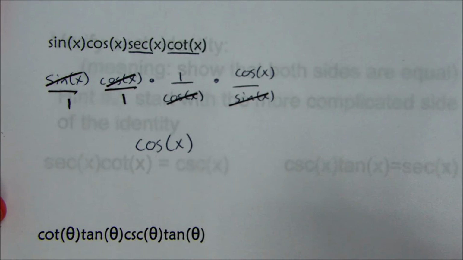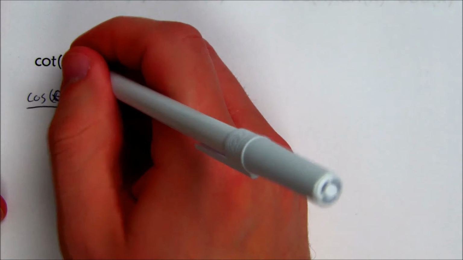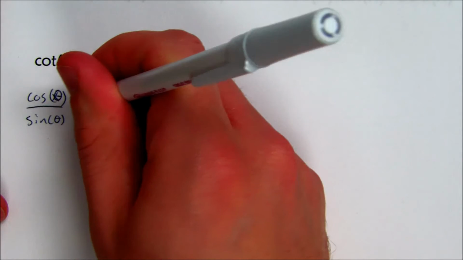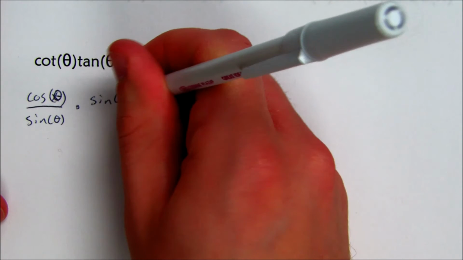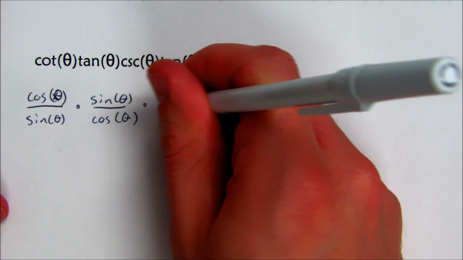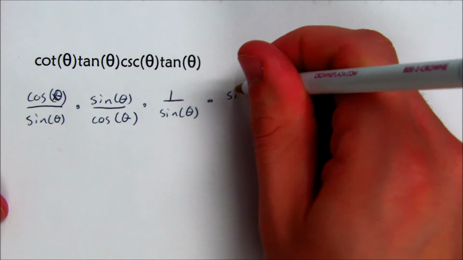So here I've got cotangent times cosecant times tangent. Again, I have 4 things. Looks pretty complicated, but ultimately it won't be. So using my definitions from earlier, I know that cotangent, I'll make sure you use the right Greek letter, theta. So cotangent theta is cosine theta over sine theta, times tangent, sine theta over cosine theta, times cosecant, which is 1 over sine theta, times tangent, again, sine theta over cosine theta.